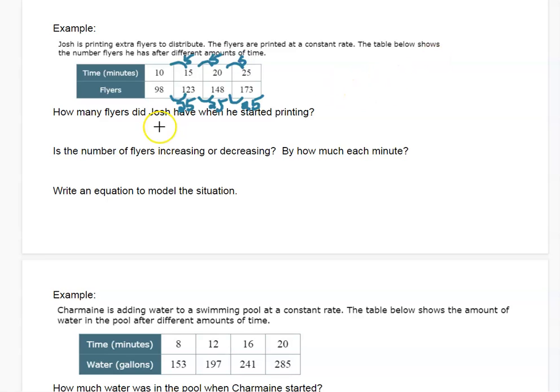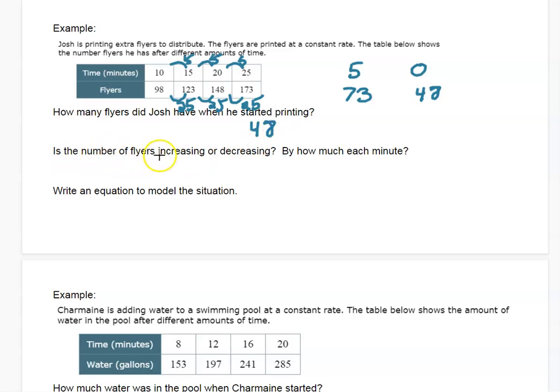So I want to go backwards in time to figure out how many flyers he had when he started printing. Well, that means I'm going to go from 10 to 5. Okay, and if I'm at 98, if I go back the 25, he's going to be at 73 flyers. And if I go back another 5 to 0, that's going to be 48. So how many flyers did Josh have when he started printing? Well, he had 48 flyers when he started printing.